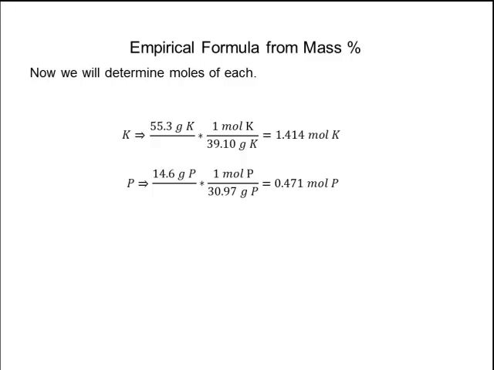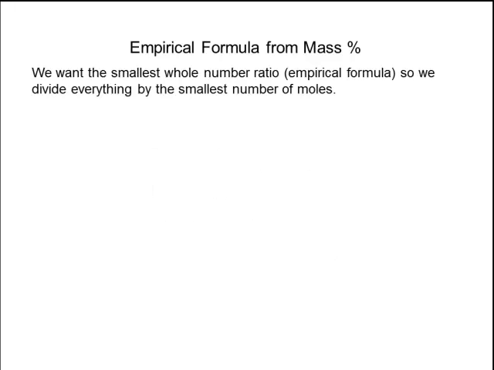Do the same thing with the phosphorus. I can do the same thing with the oxygen. So all I'm doing is taking those masses and converting to moles. Now, keep in mind, with the empirical formula, we want the smallest whole number ratio. So in order to get that, we're going to have to divide everything by the smallest number of moles. If you divide everything by the smallest number of moles, that means at least one of those values is going to be a 1, which is the smallest whole number we can get.